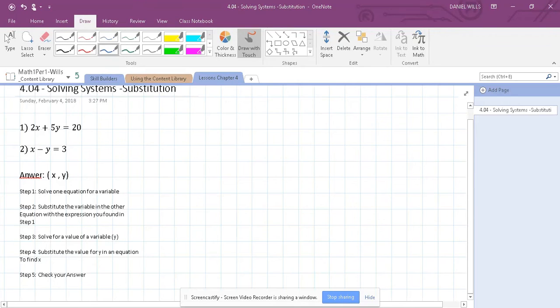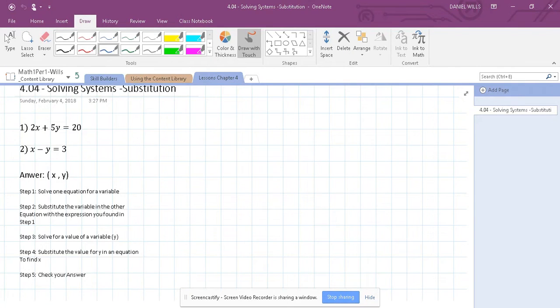Hi guys, today's video is going to look at how to solve systems of equations using the substitution method. Now if you look, I've already set up an answer key, and below that I have the general steps to how to do this with any system of equations, okay? So in this case we have two equations that form our system. We have 2x plus 5y equals 20, and we have x minus y equals 3.